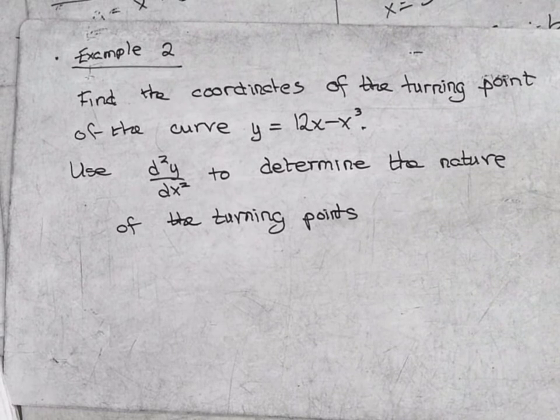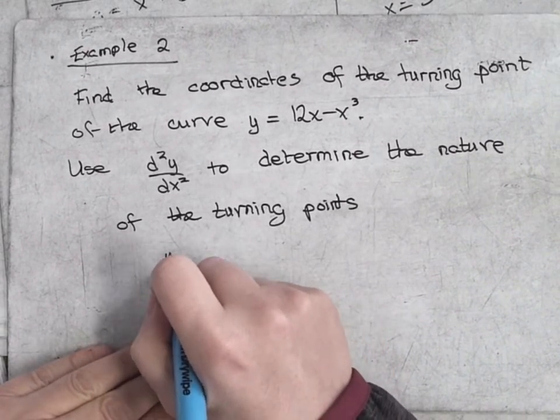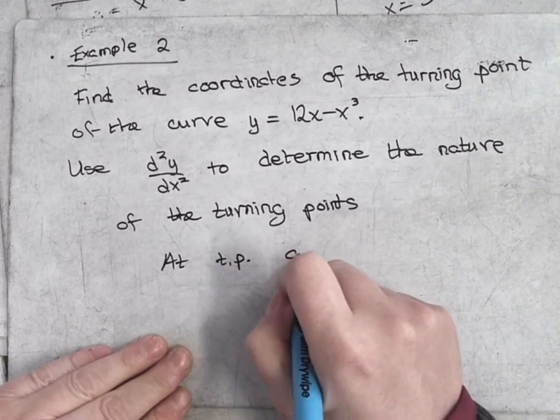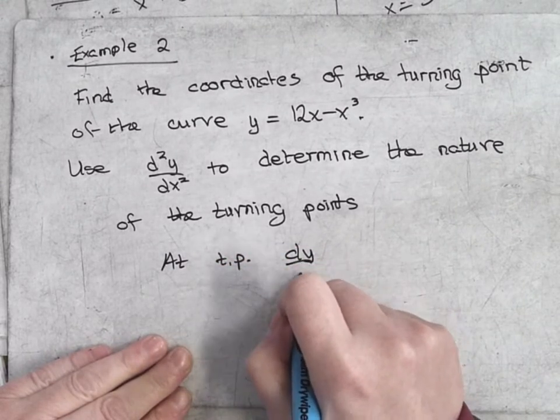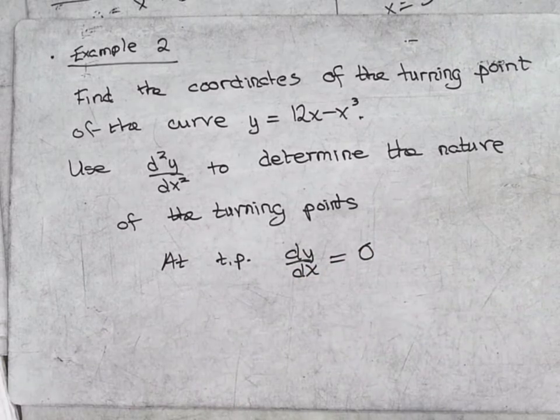Okay, so here's my curve. So we know at the turning points, girls, we know dy dx equals 0. So at turning points, dy dx equals 0. How do we know that? Because we learnt it. Because Miss Enright told you to learn it.